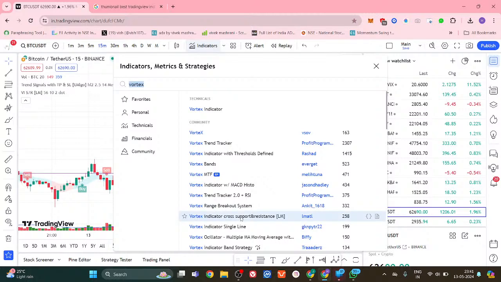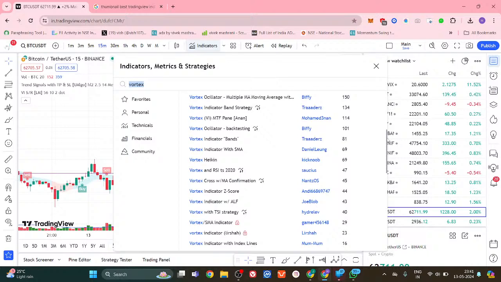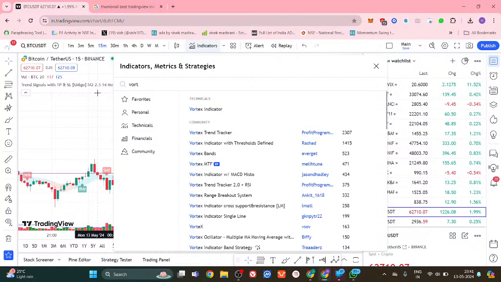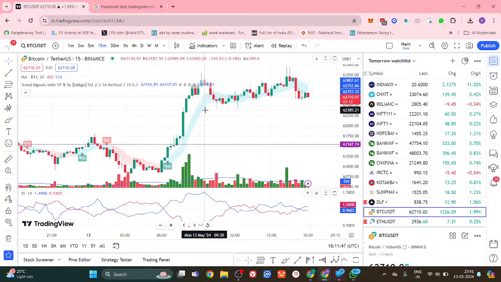Vortex support and resistance. So I think we can use the first one, the vortex indicator. I actually had looked at another one, but anyway, this is also fine. Now here when there is a buy, the green is also above. So this is an additional confirmation.